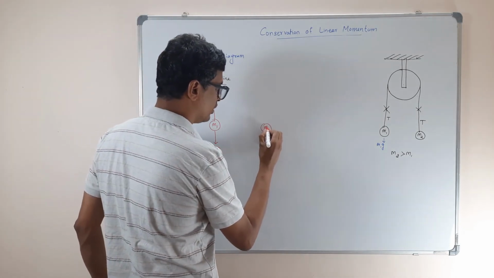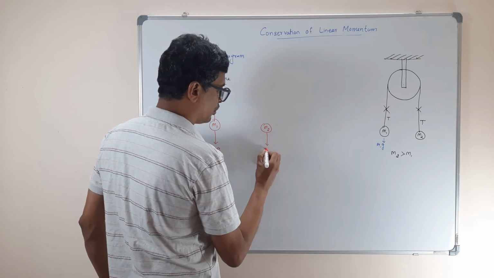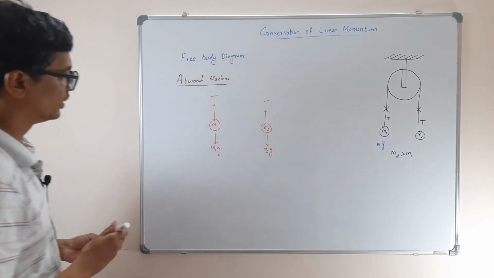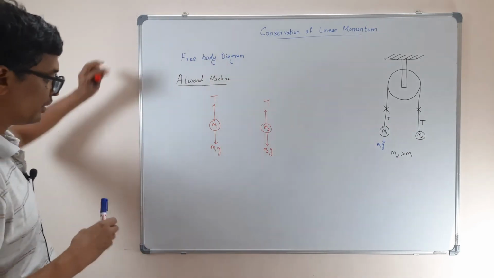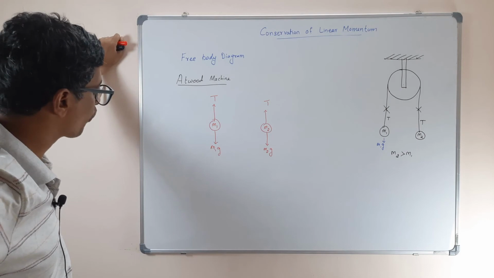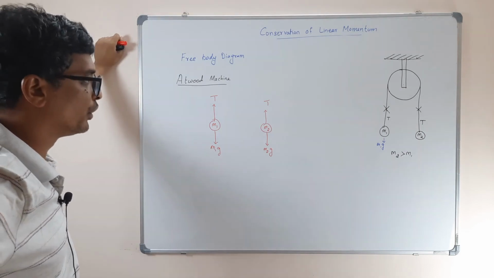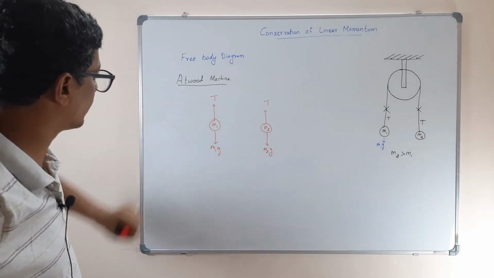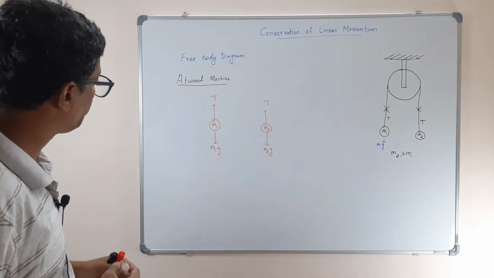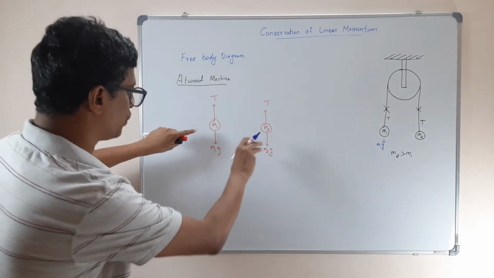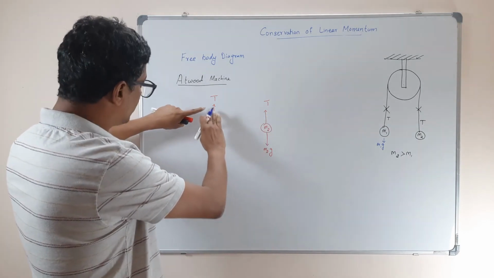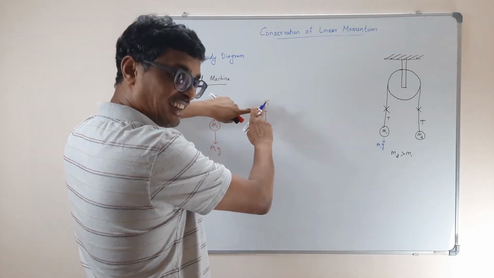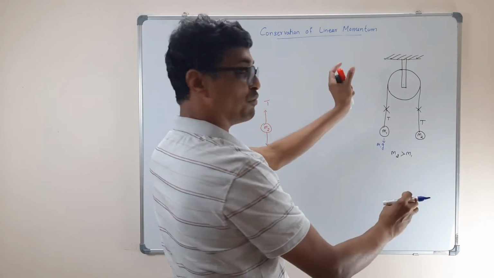Tell me. M2G. And the upward force will be a tension T. Correct? So now, let us write down the resultant force for this. Of course, they both are going to have the same acceleration. Since M2 is larger, M2G will be larger than T. That's why this is moving down and this is moving upwards.